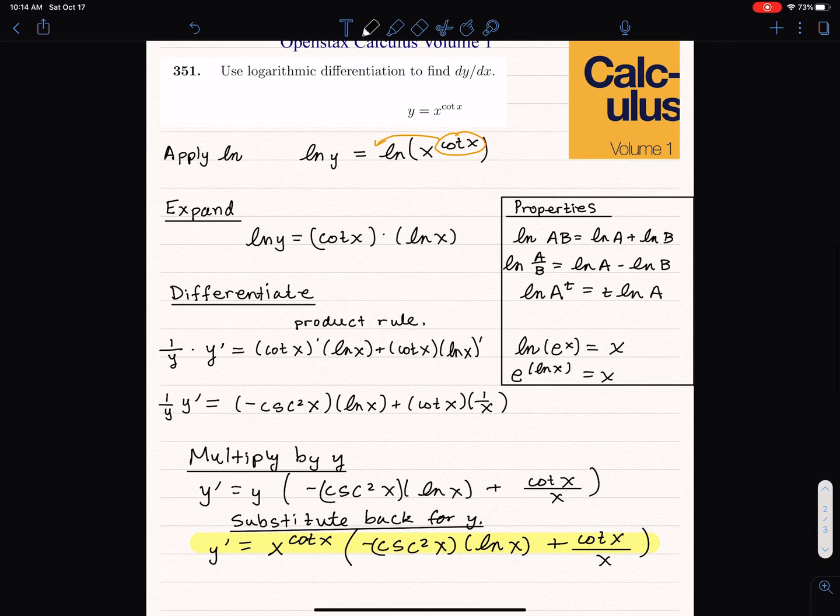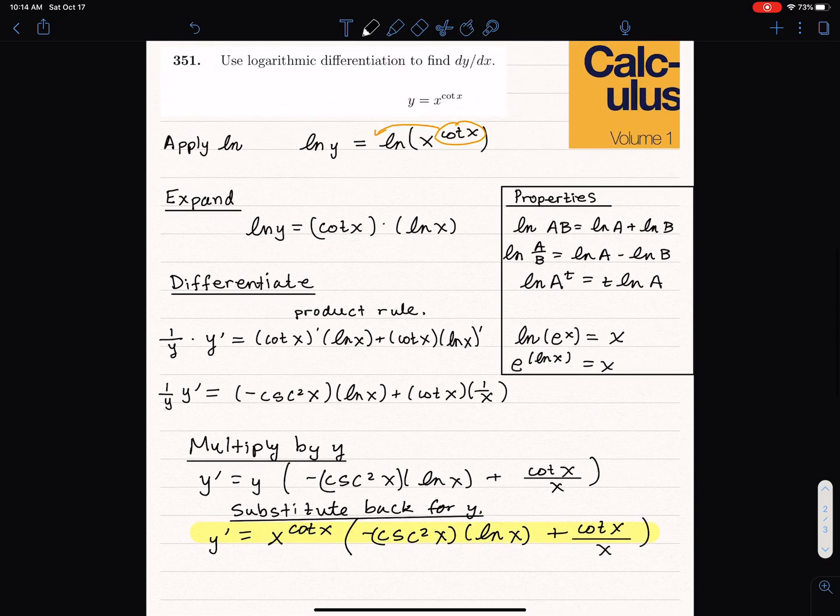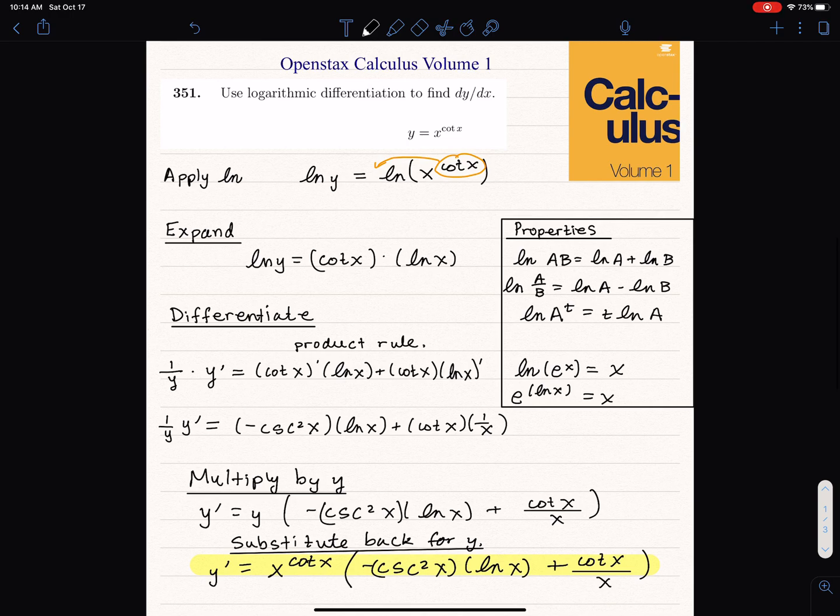Okay. Now let's do another problem where we use logarithmic differentiation. On this problem, notice what we have. We have y equals a function of x raised to a power, which is a function of x. You can't use the power rule or anything like that. I think you have to use this. Maybe there's something else, but I don't know about another way. But this is a function of x raised to a function of x.